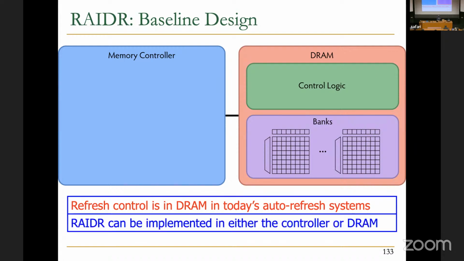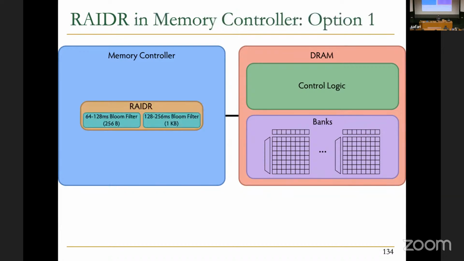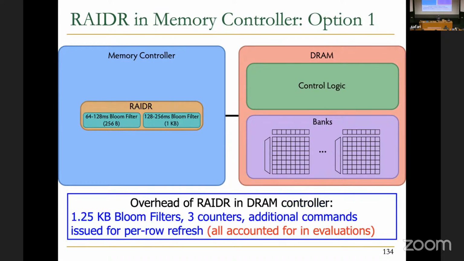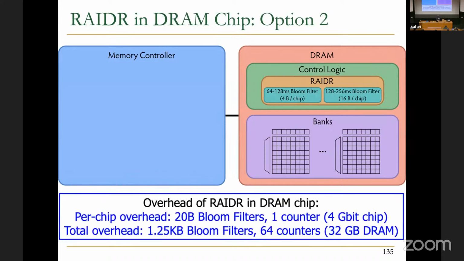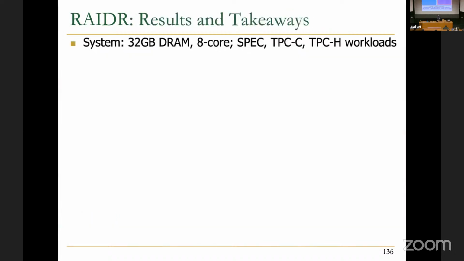So if you want to be compatible with that, you can implement RAIDR inside the memory controller. It's a very small data structure, 1.2 kilobytes. It's almost nothing, basically, in the memory controller. An alternative is that you can also implement this metadata inside the control logic inside the DRAM chip. And it gives you an extra 20 bytes of Bloom filters for a 4 gigabit chip.